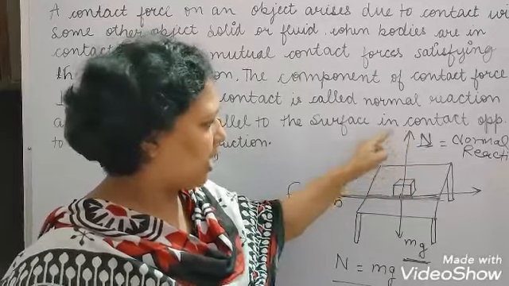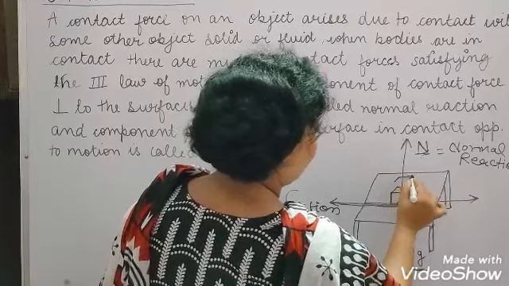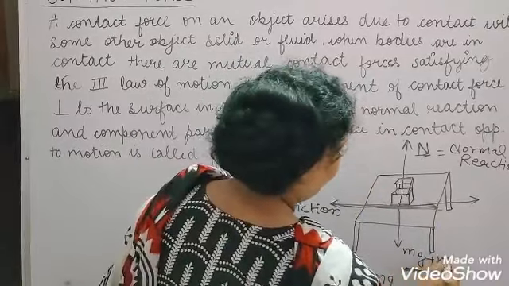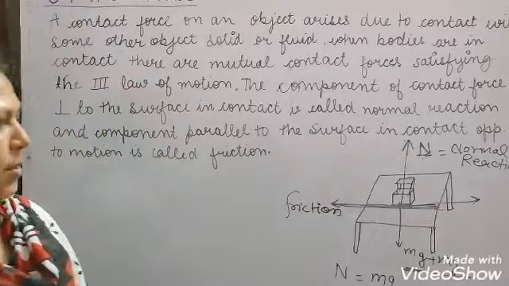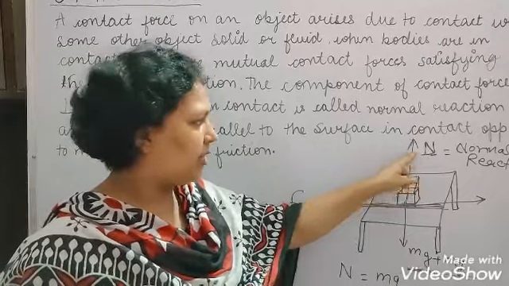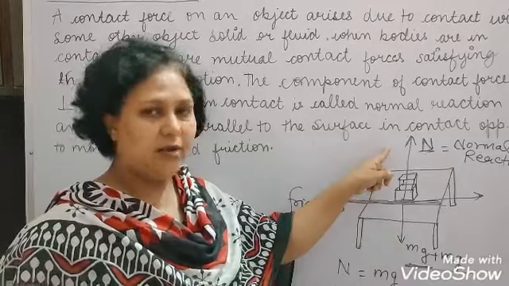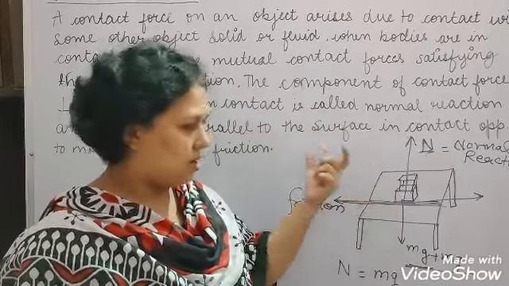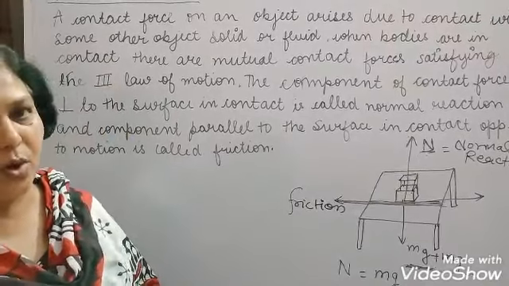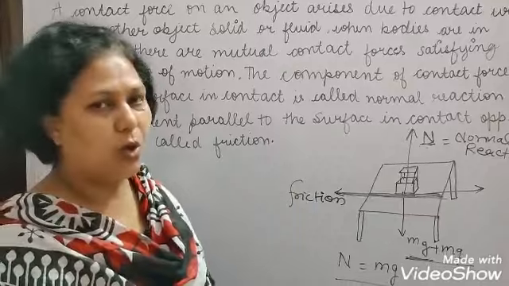As I told you, suppose I keep one more block over here, the same block. That means I have doubled the mass of the block, so the weight also will be doubled. In that case, the normal reaction working here can adjust this 2 mg force. So you can say it is a self-adjusting force. It depends on which bodies are in contact, and what other forces are applied on that body. So this is about the normal reaction.